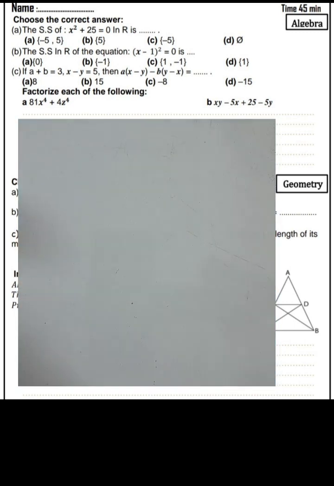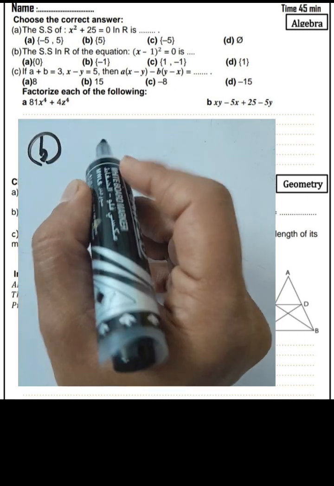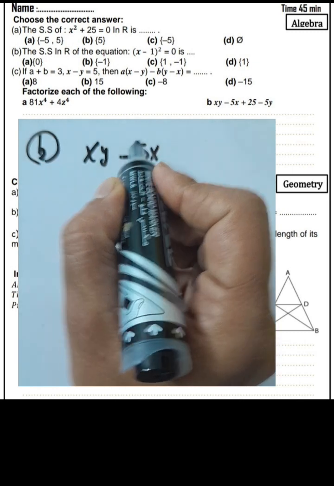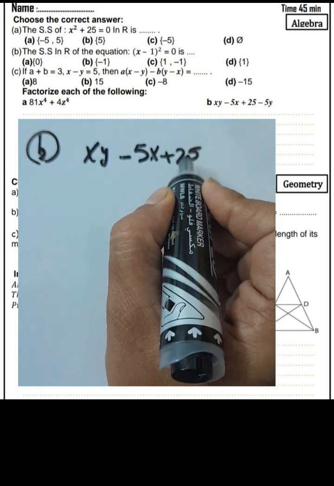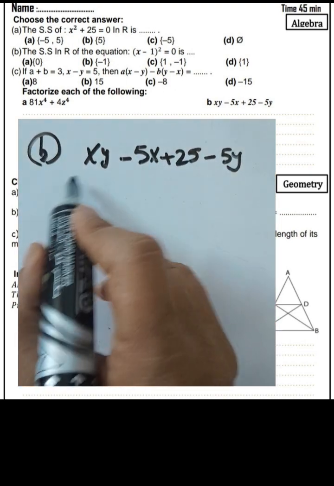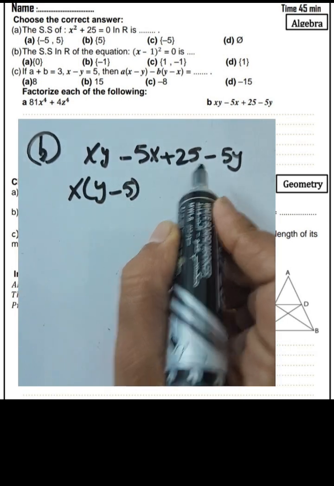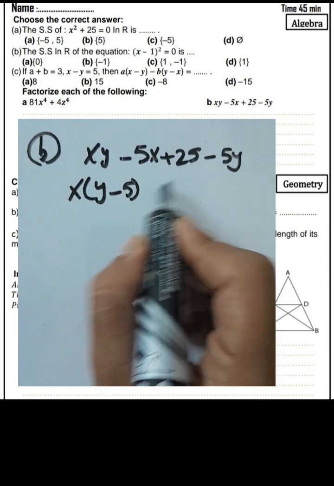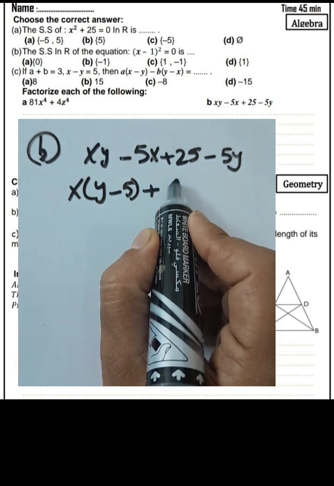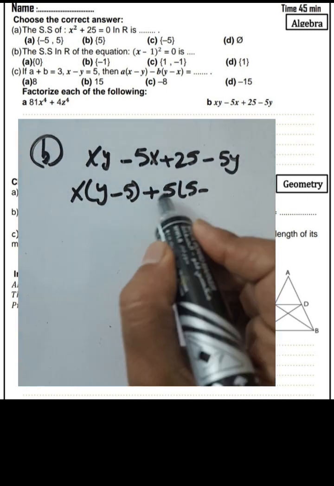Next question, letter B. Factorize xy minus 5x plus 25 minus 5y. We can write x as the highest common factor between two terms here. The result will be y minus 5. And here write 5 as the highest common factor between the two terms, plus 5. 25 divided by 5 equals 5. Minus 5y divided by 5.